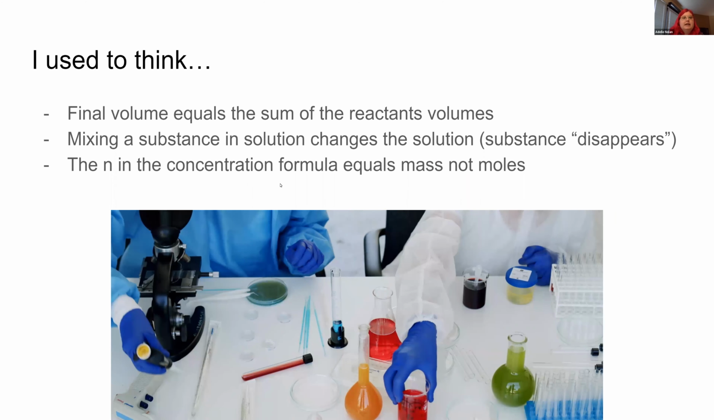So I used to think final volume equals the sum of the reactants' volumes. So for example, if you had 20 milliliters of water, and then you had, say, I don't know, 30 milliliters of milk, I just figured that when you add those together, you'd get 50 milliliters for the volume measure of both of those put together.